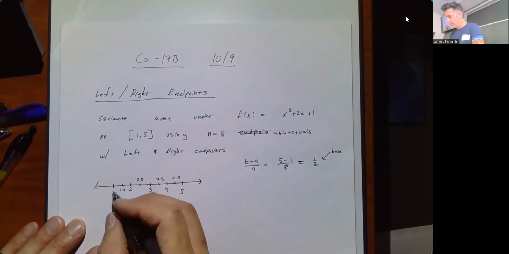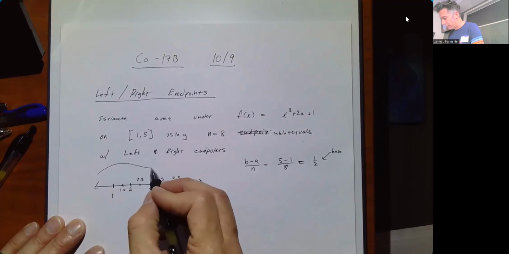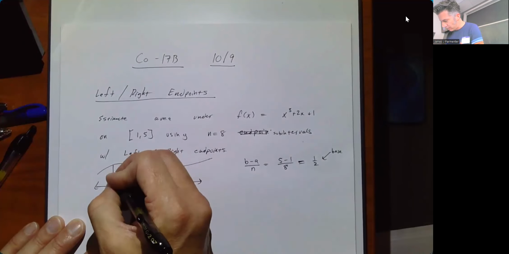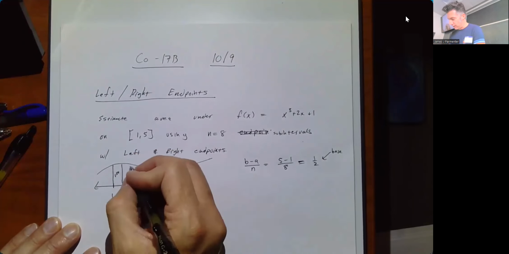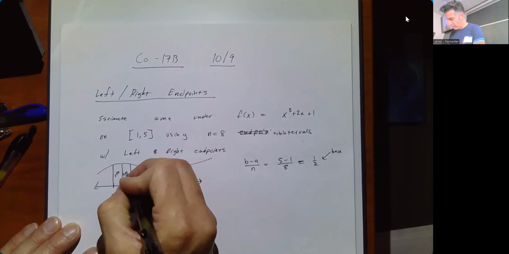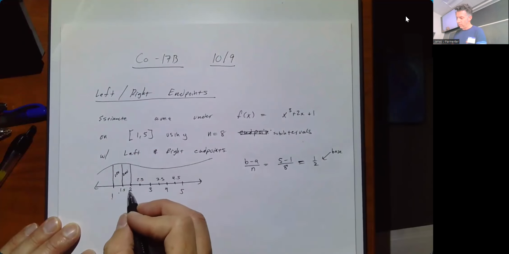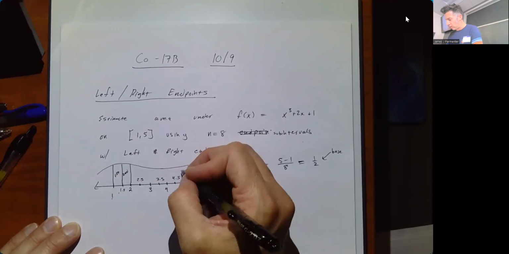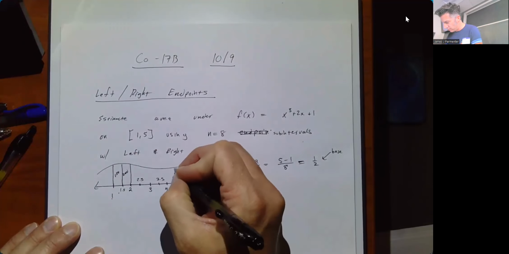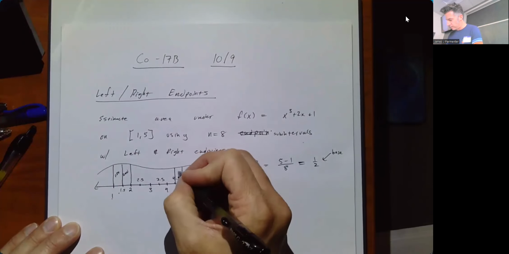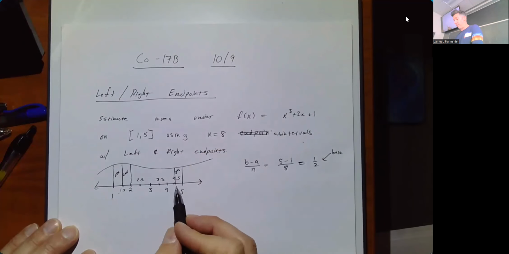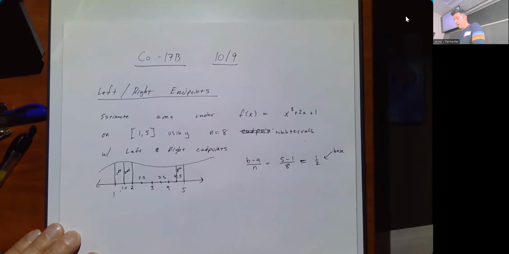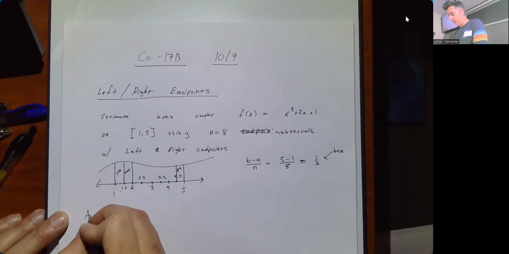So if I pretended like I drew my function here, my first subinterval would have a left endpoint of 1 and a right endpoint of 1.5. And my second would have a left endpoint of 1.5 and a right endpoint of 2. And so on and so on, all the way up to my last one, my 8th one, which would have a left endpoint of 4.5 and a right endpoint of 5.